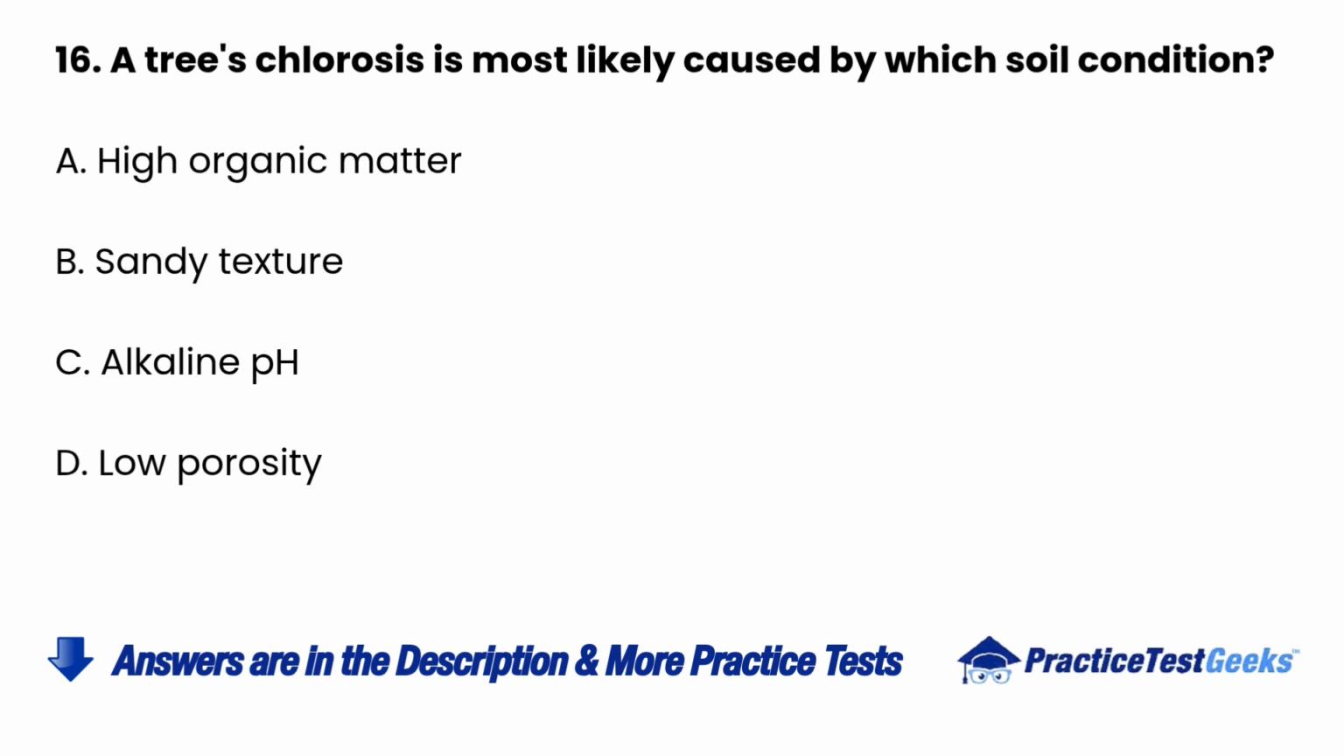16. A tree's chlorosis is most likely caused by which soil condition? A. High organic matter. B. Sandy texture. C. Alkaline pH. D. Low porosity.